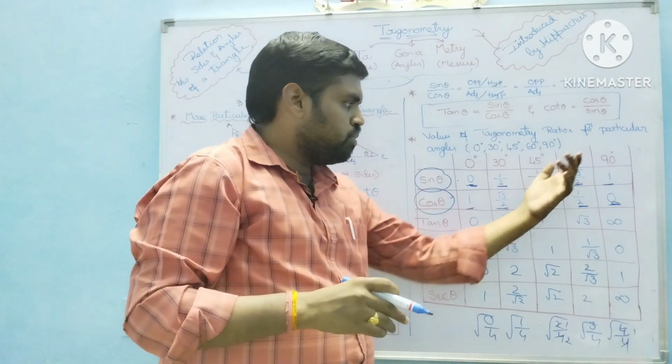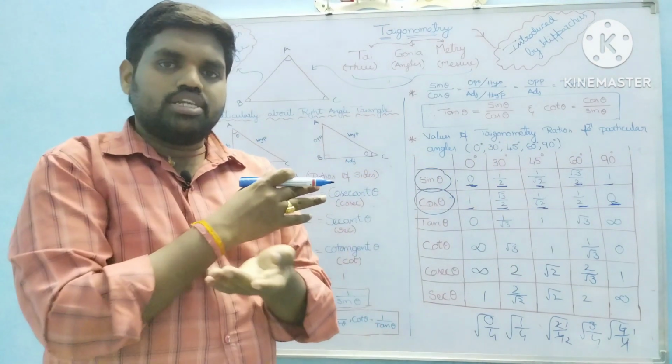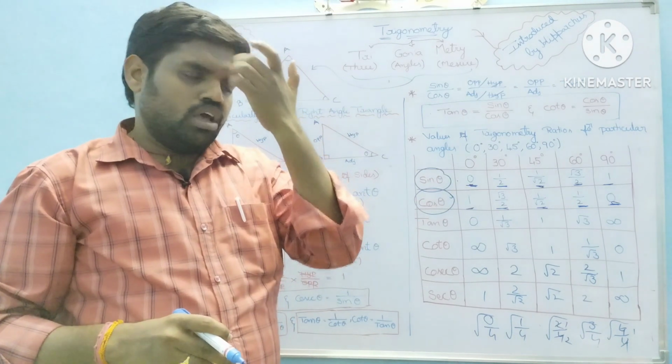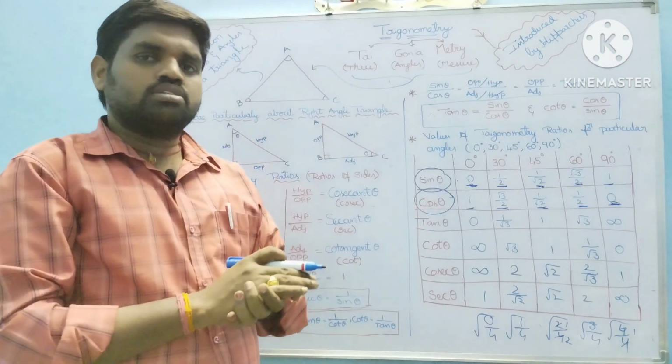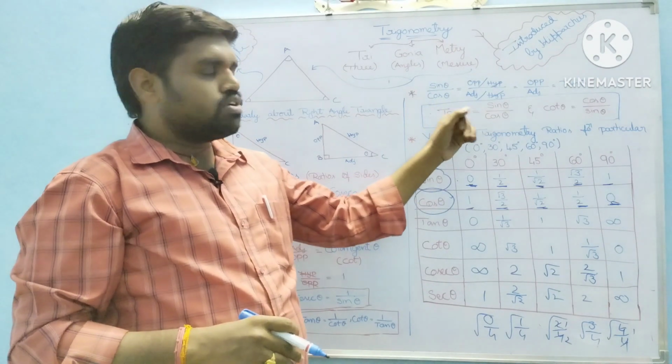1, root 3 by 2, 1 by root 2, 1 by 2 and 0. So by reversing the digits, you can easily write the cos values. Okay sir, then what are the tan theta values? So for finding tan theta, let us see. Already you know, I am already saying the formula.